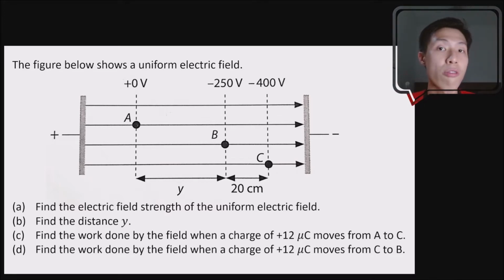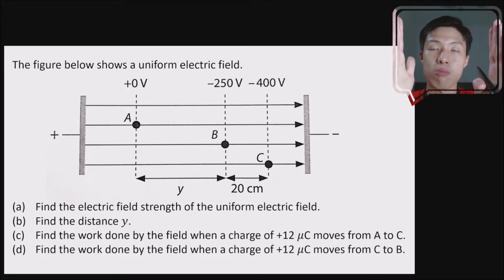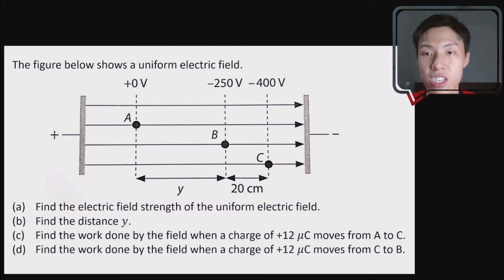And again, a uniform electric field is produced by a pair of parallel plates which are oppositely charged. Parallel plates means they are arranged parallel, oppositely charged means that one plate is positively charged, one plate is negatively charged. Okay, so you see that the potential will decrease along the electric field lines.